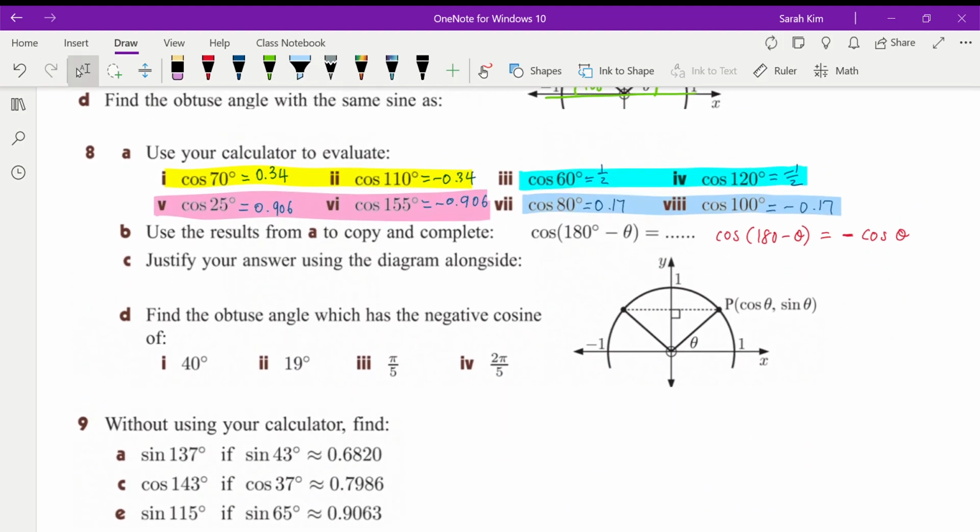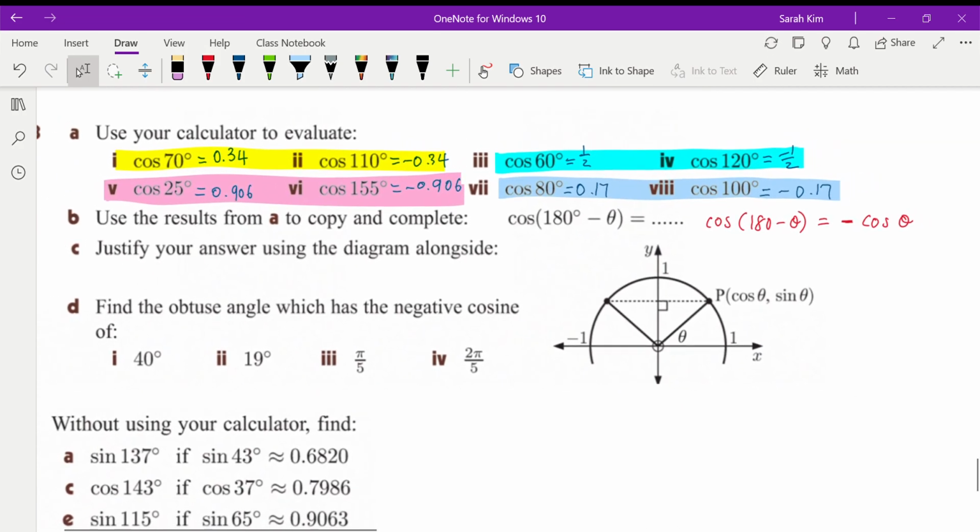It says justify using your answer diagram alongside. Okay, let's have a go. So that's the theta. Cos is now the x coordinate, so we're looking at the x coordinates. Cos 180 take theta is going to be that one, so that's 180 take theta. So that coordinate is going to look like cos 180 take theta, sine 180 take theta. Whatever the number is, those 2 angles add up to 180.